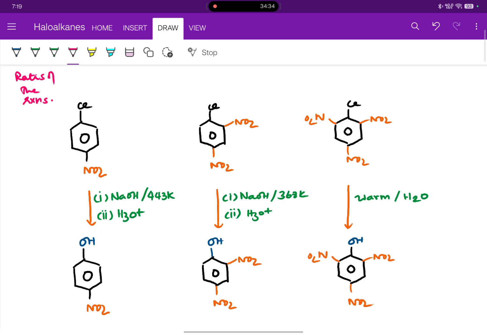So the first one is 7 into 10 to the power 10. The second one is 2.4 into 10 to the power 15. While the last one is too fast to measure and draw.